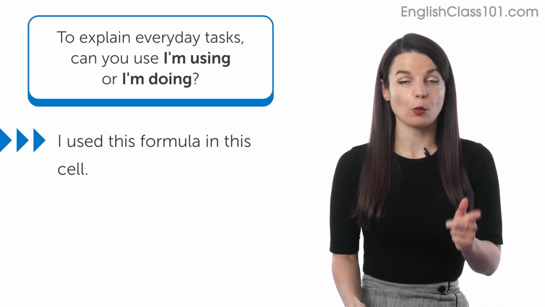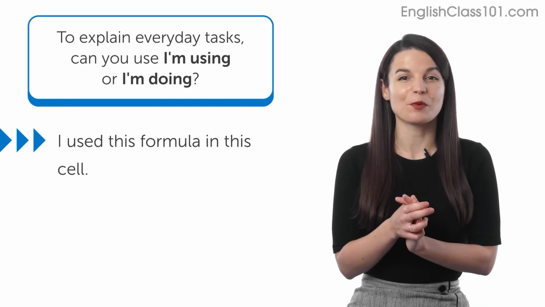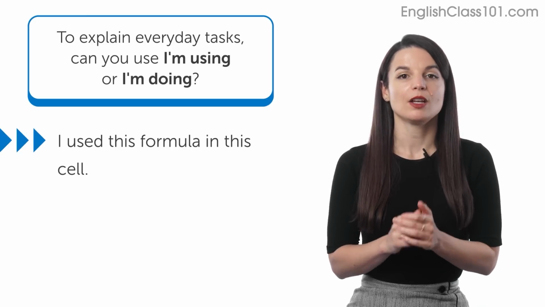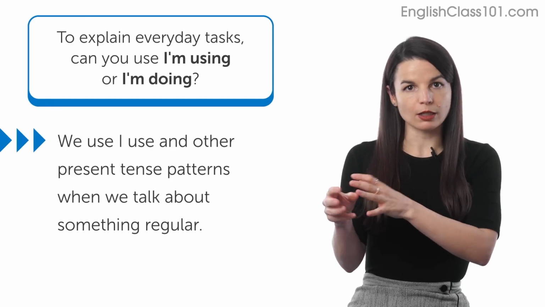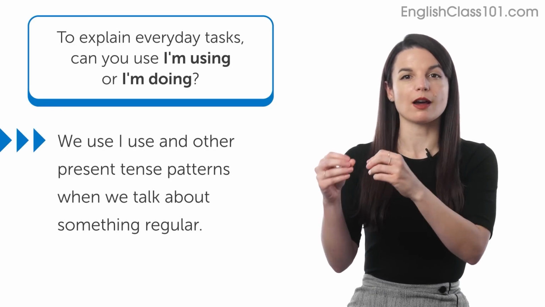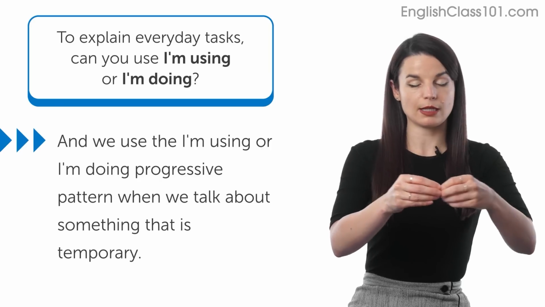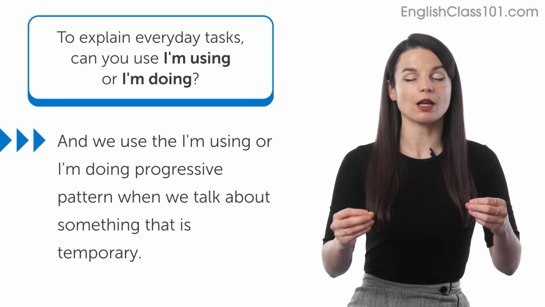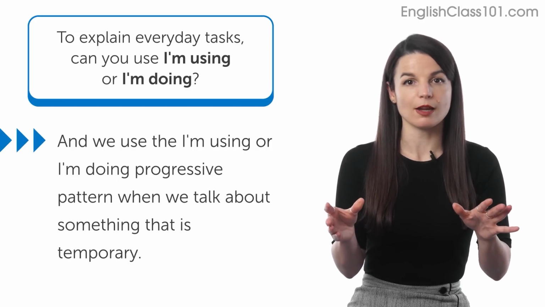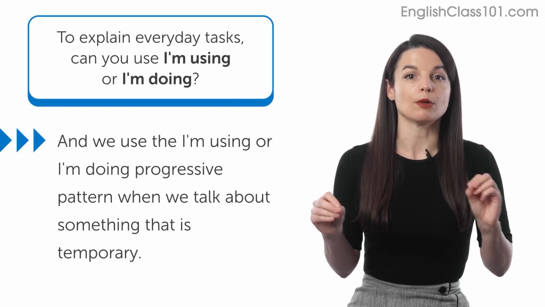Thanks. Nice question. Yeah, this is a really important but small detail. So to break this down, of course, we use I use and other present tense patterns when we talk about something regular, and we use the I'm using or I'm doing pattern, that progressive pattern, when we talk about something that is temporary, right? So this is kind of the basic grammar difference.